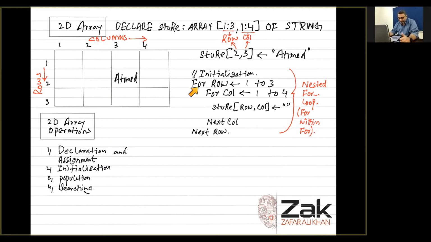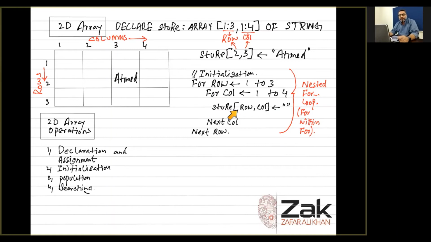So the system will have first row number 1, and then for row number 1, every column 1, 2, 3, 4. In a nested loop, what happens is that the inside loop goes on in full for every outside loop. Means for every outer count, there is a complete cycle of inner count. So for every row, all columns will be initialized. So when the row is 1, the column will be repeated from 1 to 4.